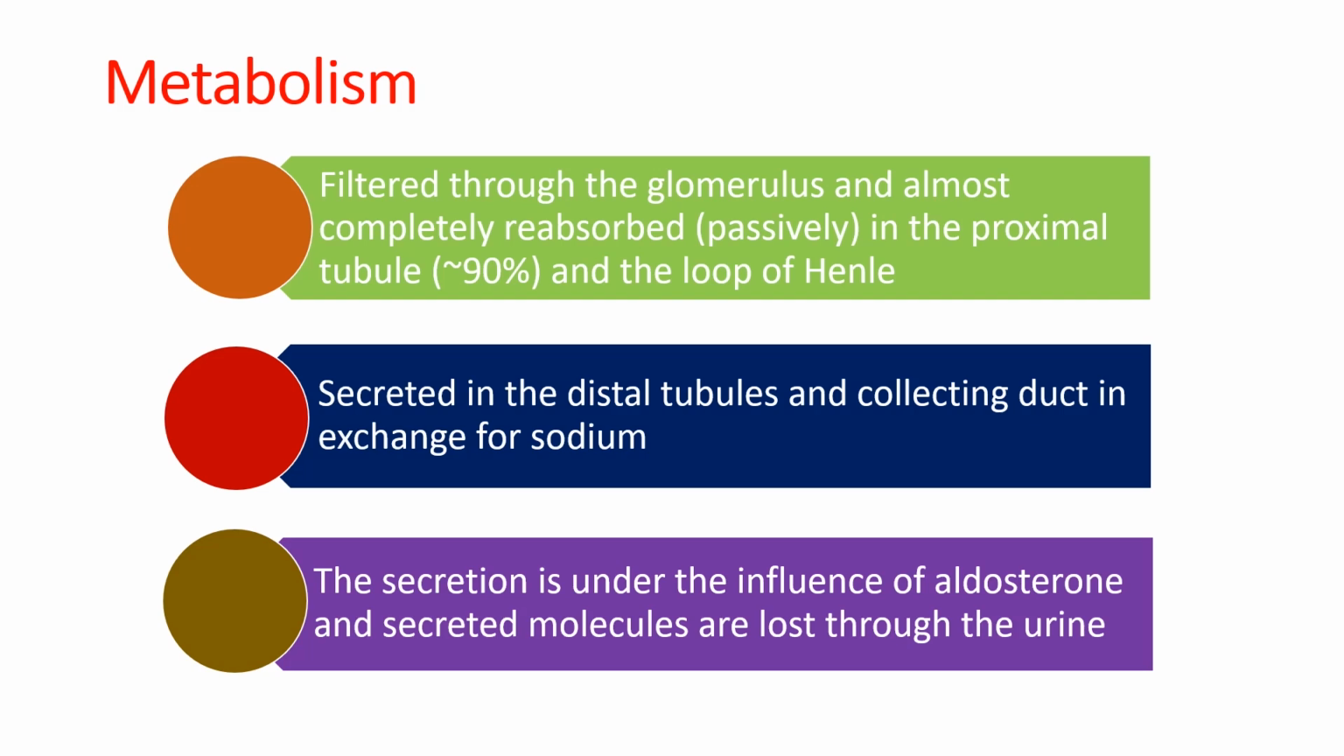On getting to the kidney, almost all the filtered potassium is passively reabsorbed back into the body through the proximal tubule and loop of Henle. However, in the distal tubule and collecting duct, some amount of potassium is secreted in exchange for sodium reabsorption.